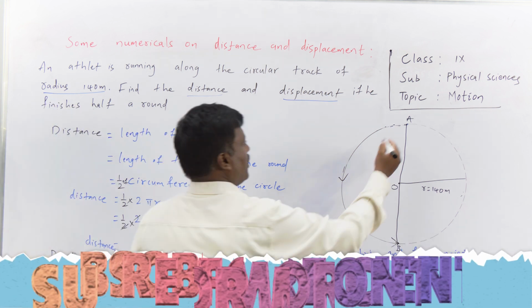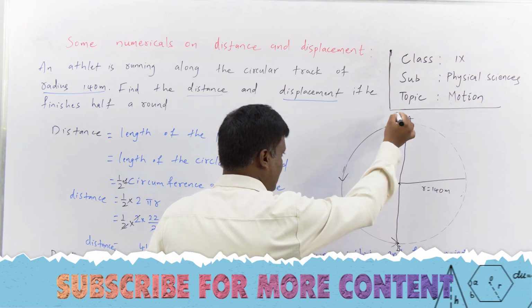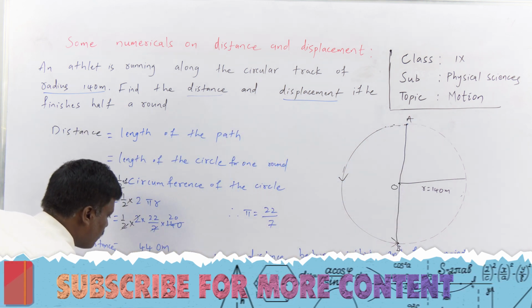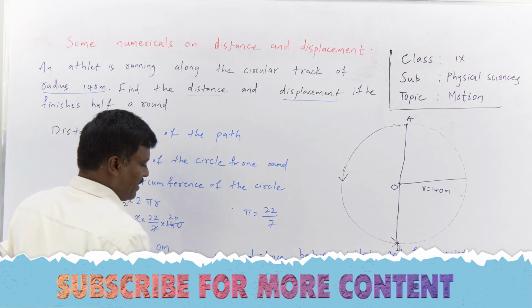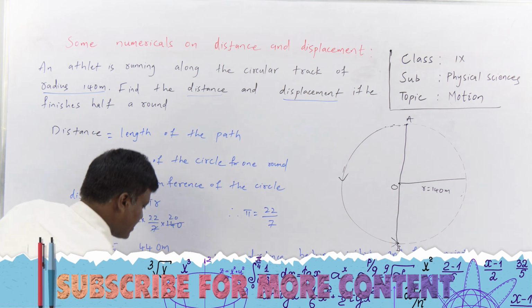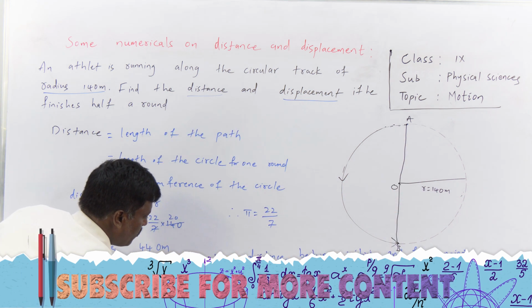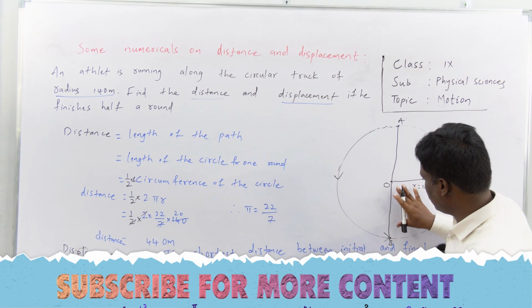Displacement is from A to O and O to B. This is a straight line, right? So displacement is equal to AB, where A is the initial point and B is the final point. A to B is equal to AO plus OB. So this can be written as AO plus OB.